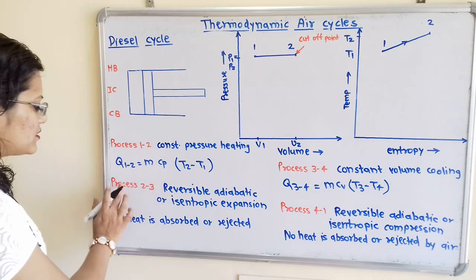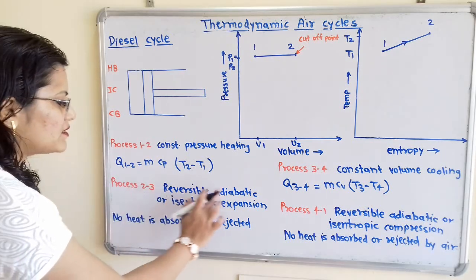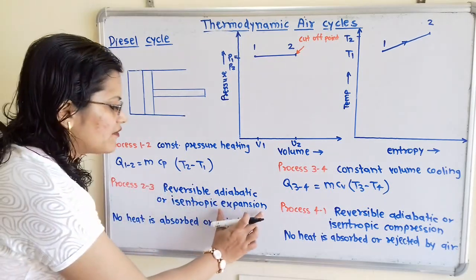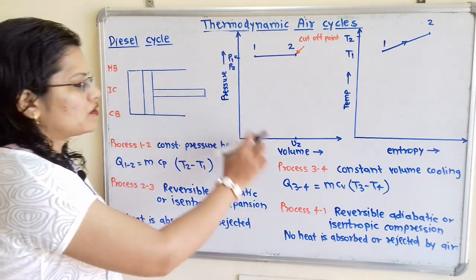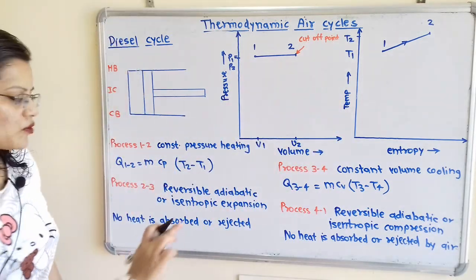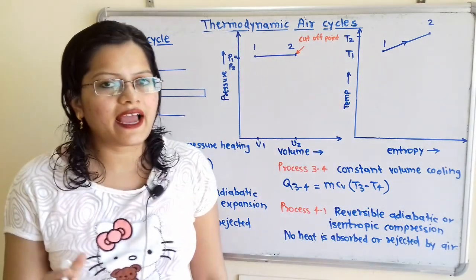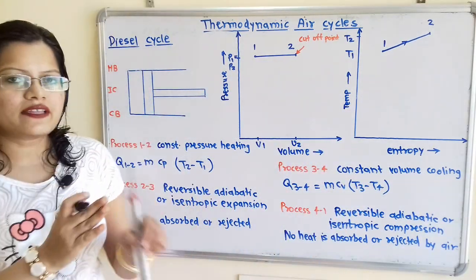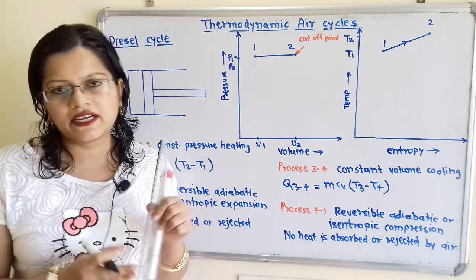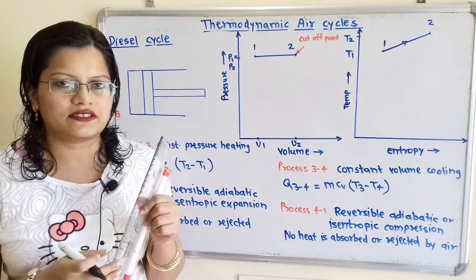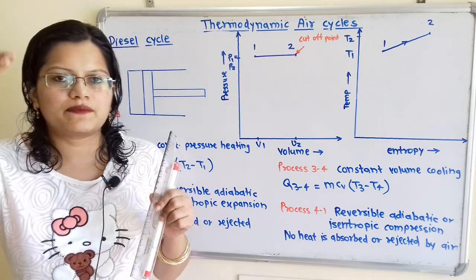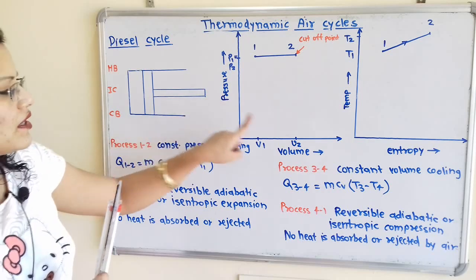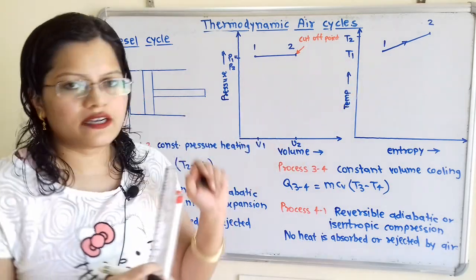So next process is the process 2 to 3, reversible adiabatic or isentropic expansion. Now what is the effect of expansion on this pressure, volume and temperature? This process is isentropic, that means we have to keep entropy constant. Now we know that during the expansion process, pressure is getting decreased and volume is getting increased. And when pressure is getting decreased, temperature is also getting decreased. That means we have to show decrease in pressure, increase in volume, decrease in temperature.